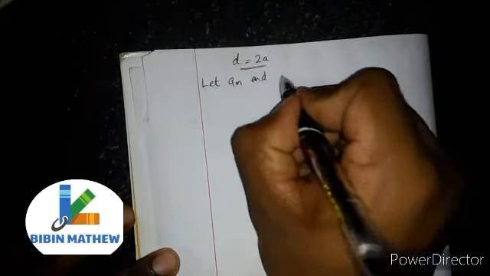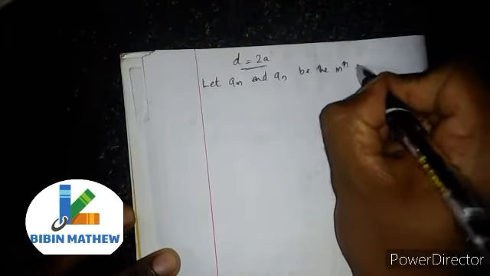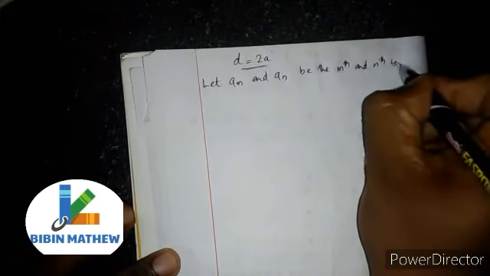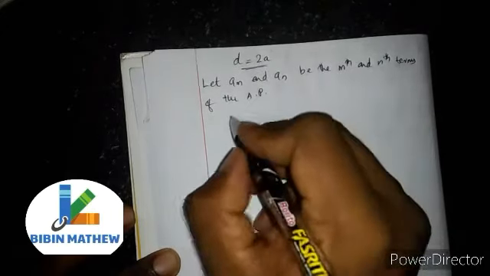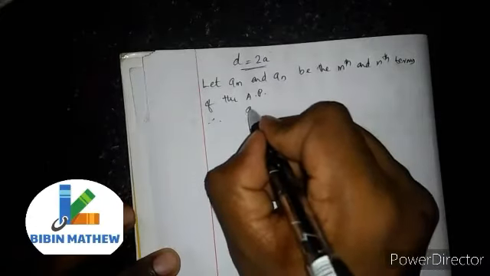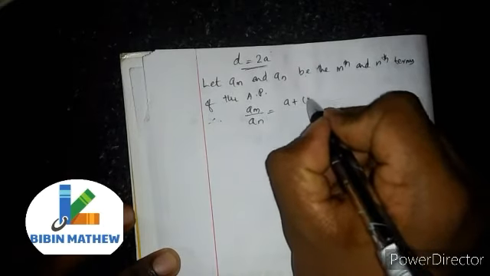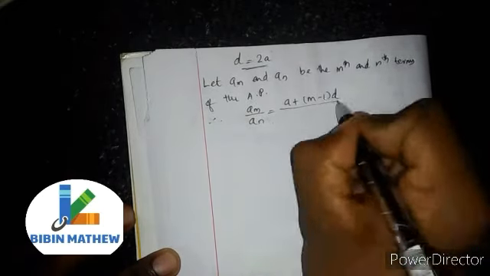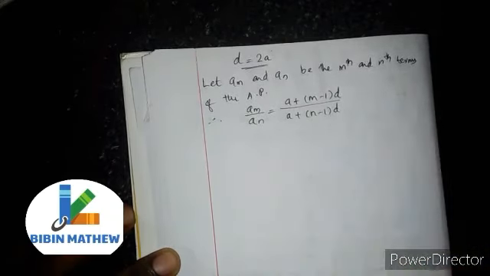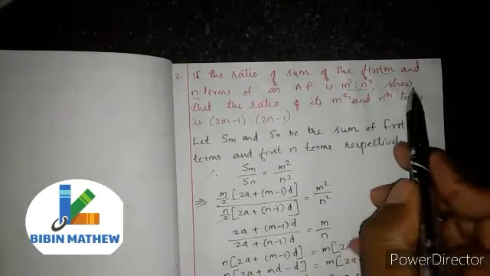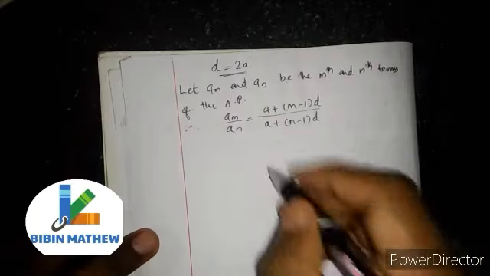That's why we are going to write, let am and an, you can take tm and tn also, be the mth term and the nth term of the given AP. So what is the equation for mth and nth term? am by an is equal to a plus m minus 1 into d divided by a plus n minus 1 into d. Why did we do it like this? I told you, see here in the question it is given, we have to find the ratio of the mth and nth term. Clear? That's why we are doing this. Okay, come back. Here it is.